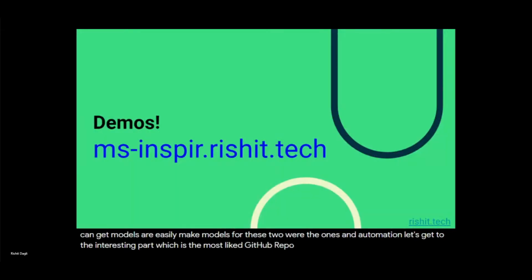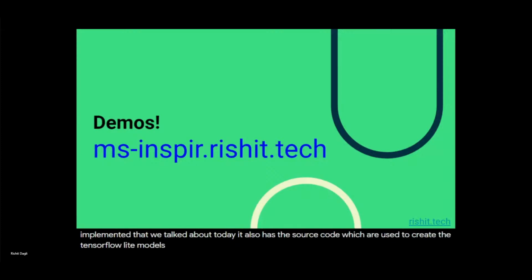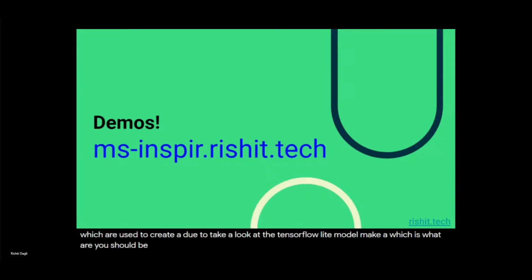Here's the GitHub repo for this talk. It has everything implemented that we talked about today. It also has the source code, which I used to create the TensorFlow Lite models. So remember the rock, paper, scissors model? It also has the source code, which I used to create it. I would urge you to take a look at the TensorFlow Lite Model Maker, which is what I used to make these models. And as I also mentioned, you can try out for yourselves with different models from TF Hub or make a model by yourself.